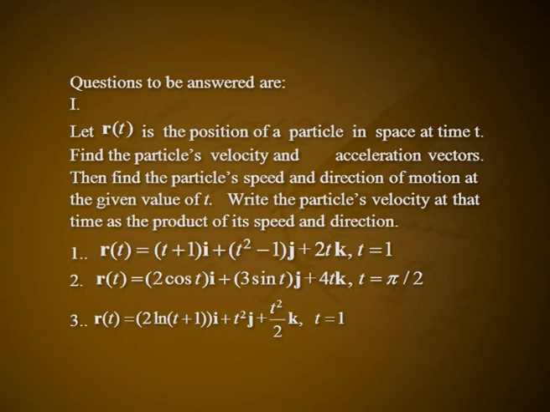Vector r of t is equal to t plus 1 i plus t square minus 1 j plus 2t k, t equal to 1. Vector r of t is equal to 2 cos t i plus 3 sin t j plus 4t k, t is equal to pi by 2. Vector r of t is equal to 2 log natural of t plus 1 i plus t square j plus t square by 2 k, t is equal to 1.